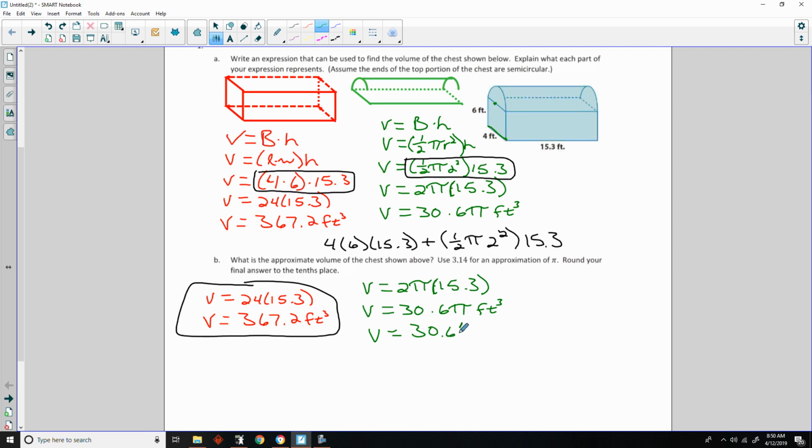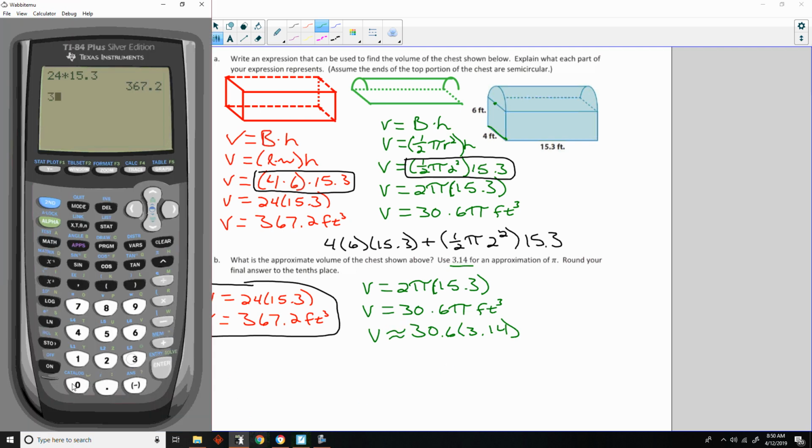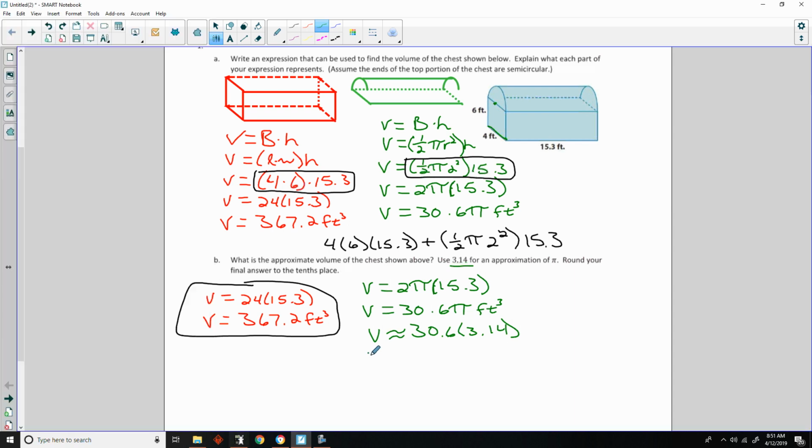30.6 times, using 3.14 for an approximation. And so let me fix that. Since it is an approximation, I'm going to show that as an approximation. And then I will use my calculator. 30.6 times 3.14, enter. And so the volume of this portion is 96.084 feet cubed.